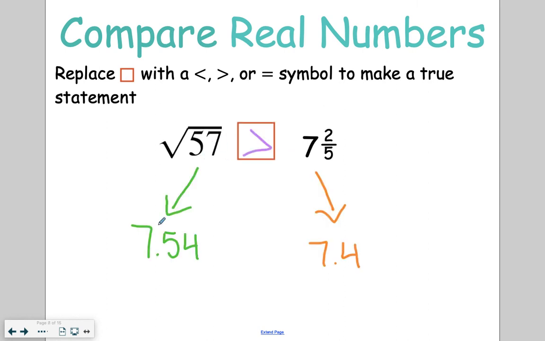Plugging it into the calculator, you've got 7.54, and then this one is just 7.4, or if you include 2 decimal places, 7.40, which makes the square root of 57 greater.